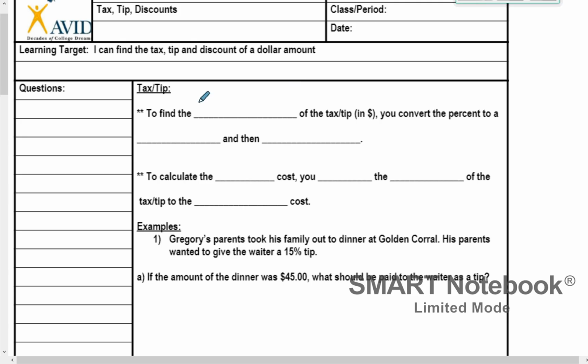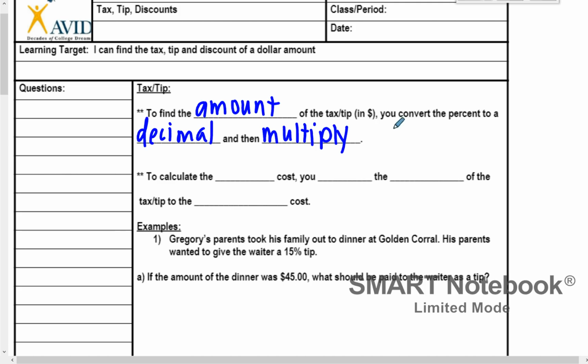Okay, to find the amount of the tax and tip in dollars, you convert the percent to a decimal and then multiply. Let's just review how to find the decimal of a percent. Let's say we have 25%. The decimal in 25, think of it as after that 5. We move it to the left twice to make it 0.25.